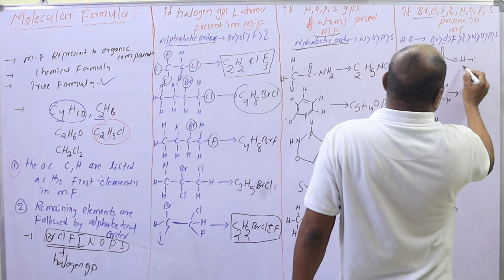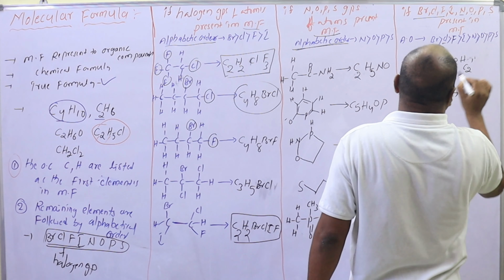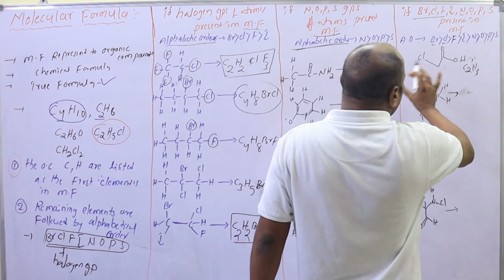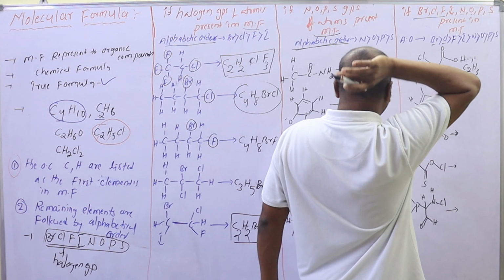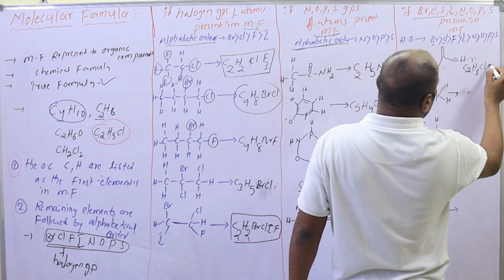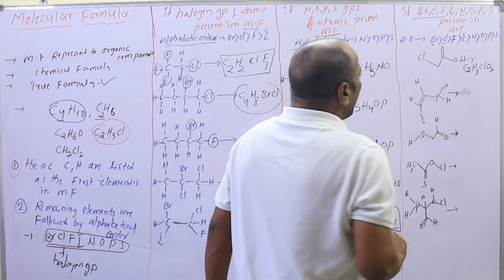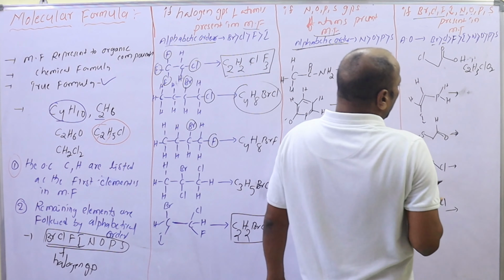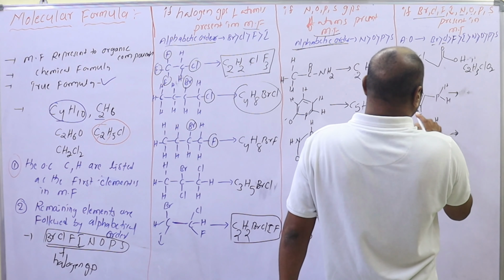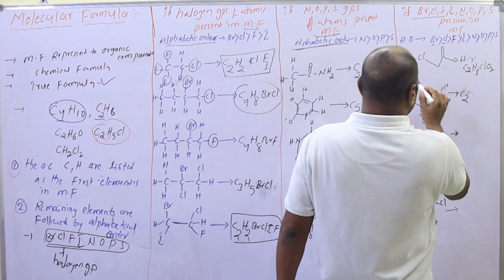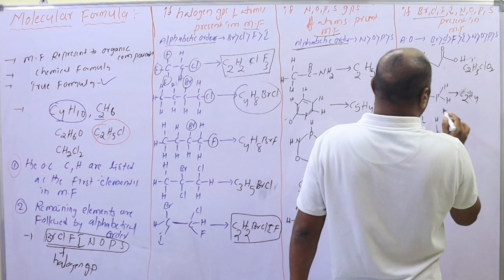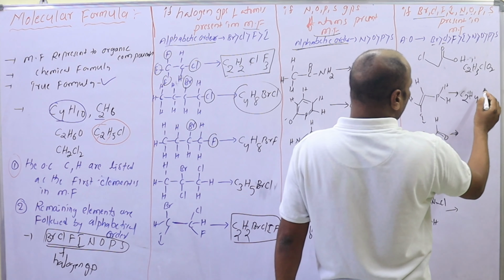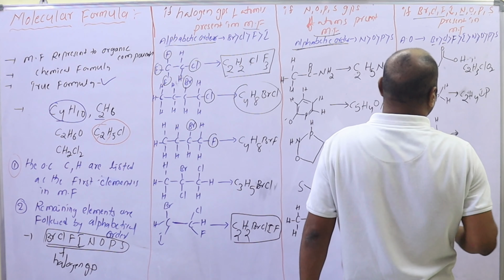It is C2H3. In these, the remaining groups are oxygen and chlorine present. So it is chlorine and O2. It is the molecular formula. Next molecule is C2H4, and the remaining groups are phosphorus and iodine. So it is iodine and phosphorus.